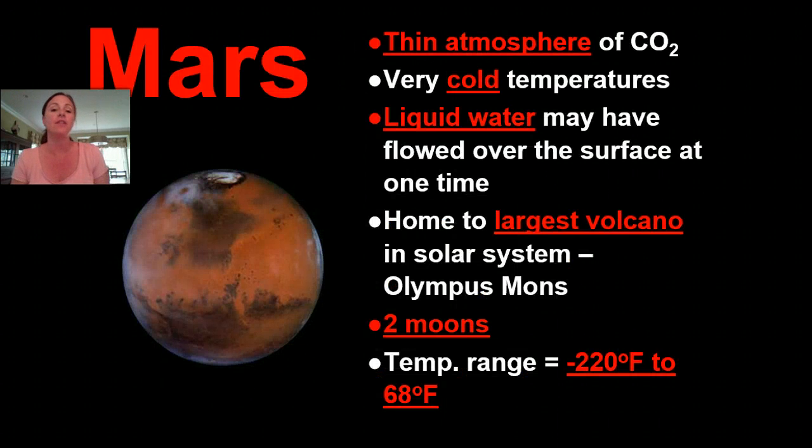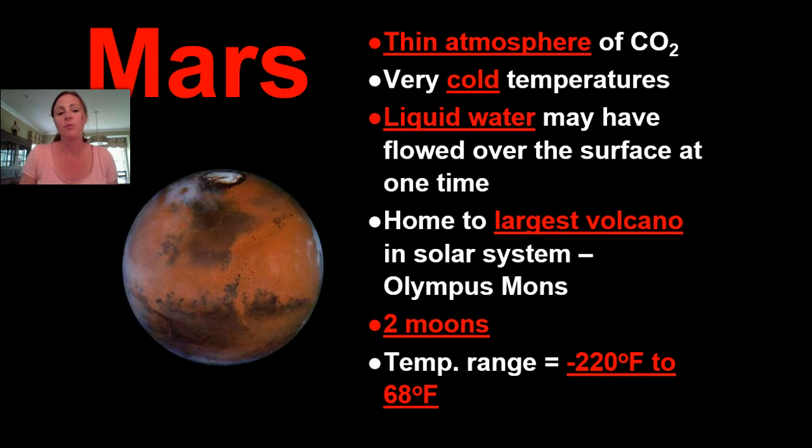Now, Mars has a very thin atmosphere of carbon dioxide, and it's very cold temperatures. There is liquid water that may have flowed over the surface at one time, but it's not there anymore. It's home to the largest volcano in the solar system, which is called Olympus Mons. Mars has 2 moons, and it has a temperature range from negative 220 degrees Fahrenheit to 68 degrees Fahrenheit. So those are our inner planets: Mercury, Venus, Earth, and Mars.